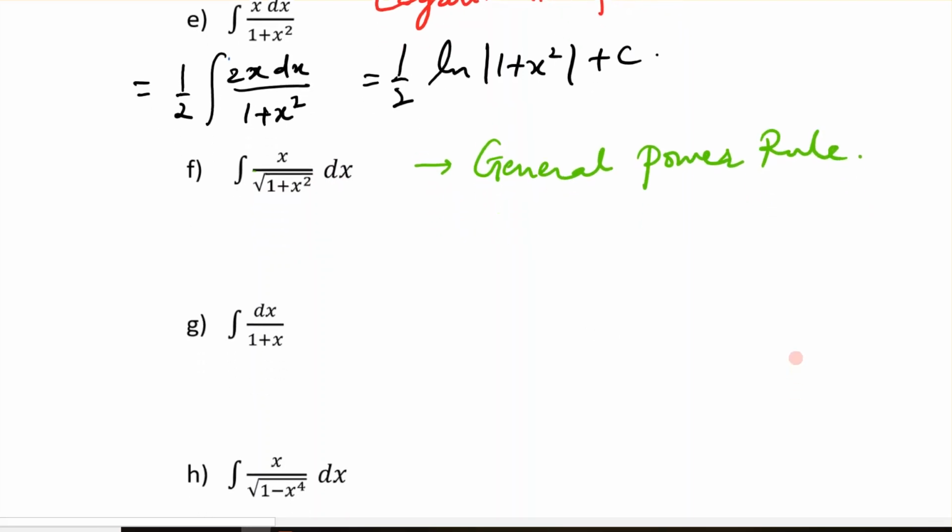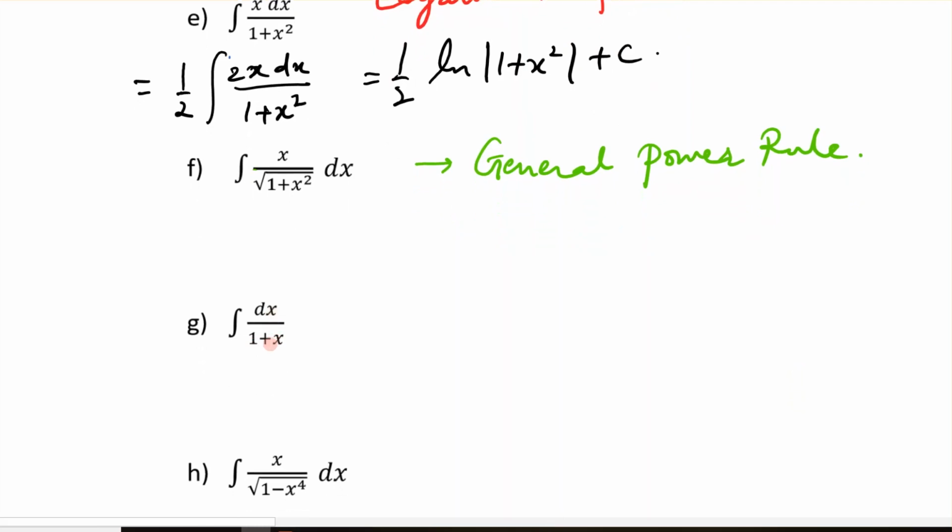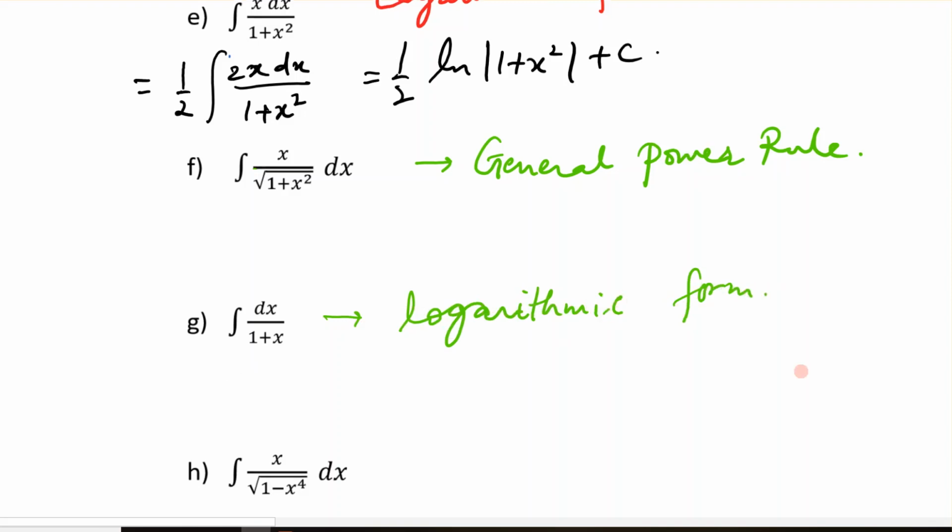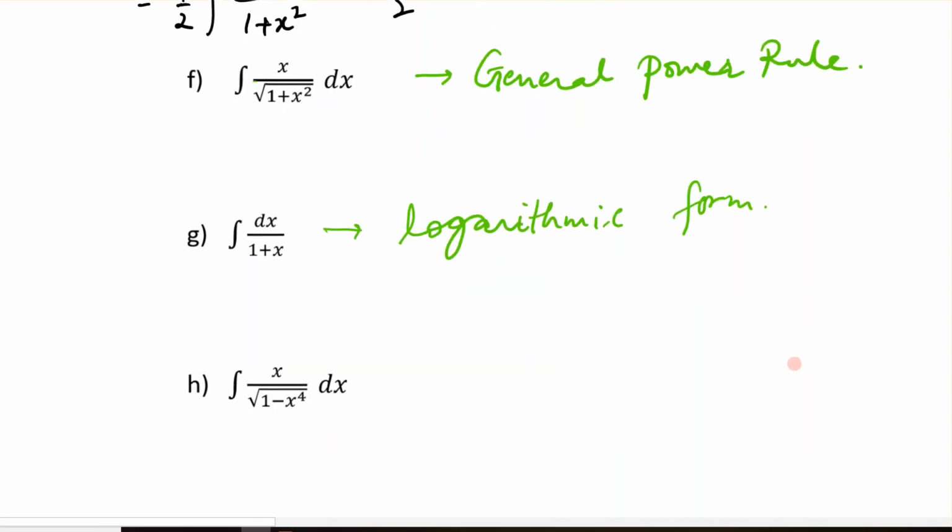So let's take a look at the next one. Again, here we have a function, and the power of the function is -1. So it means this is our logarithmic form. I'm just going to sort the forms so you can write your solutions later on.